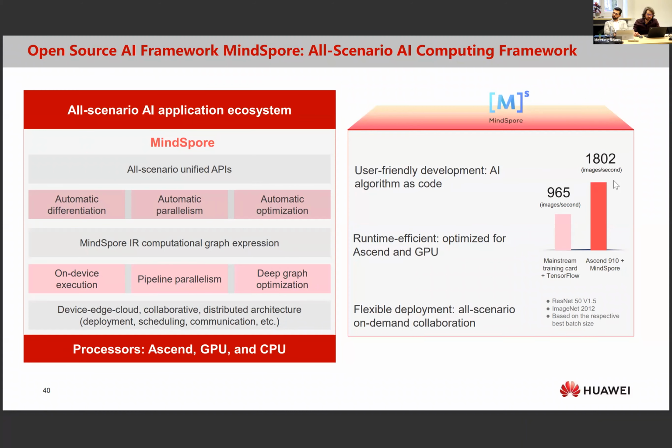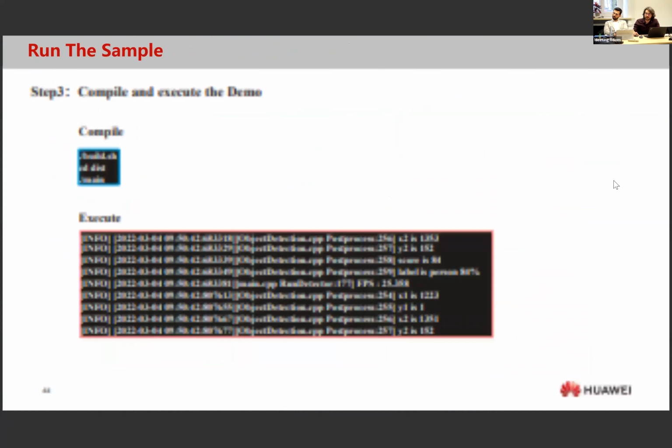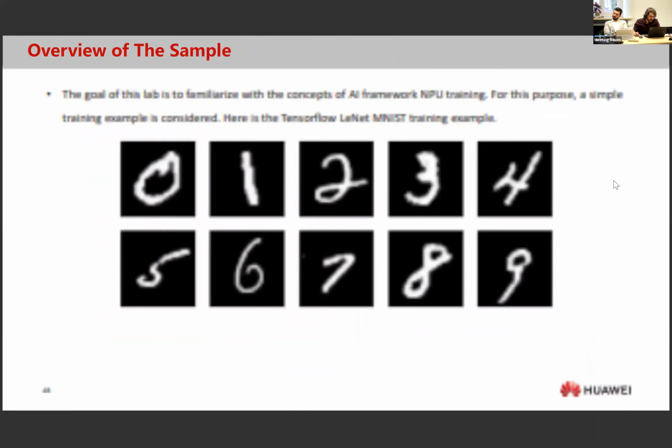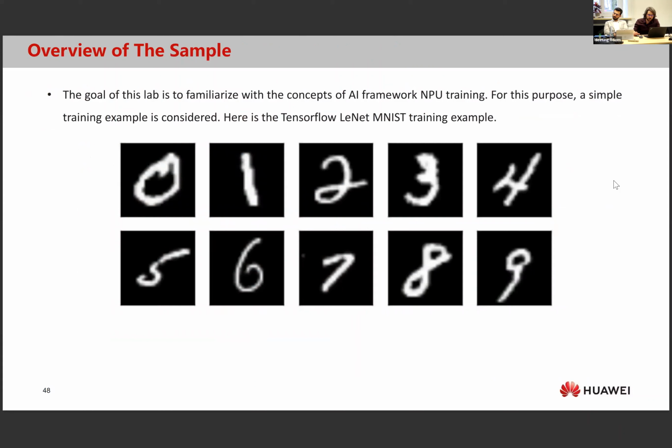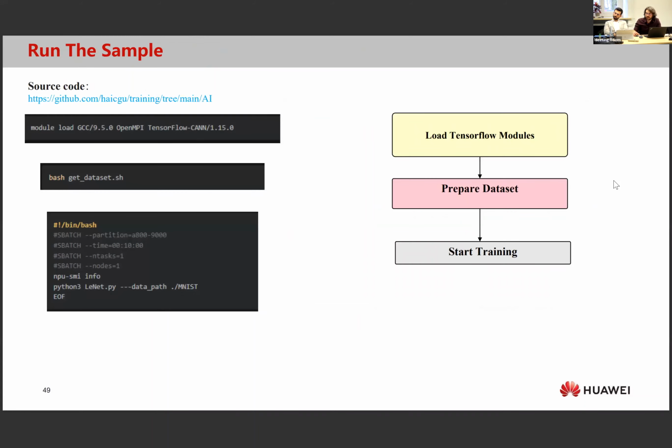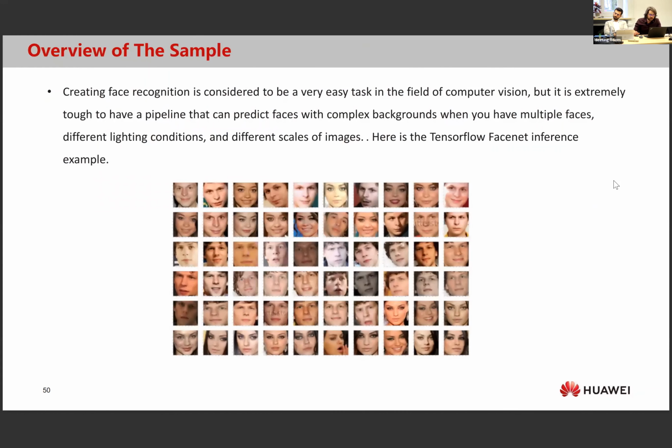Okay, time for hands-on. I will show two examples for you. The first example is TensorFlow MNIST training. For this example, the main purpose is classifying handwritten numbers with a deep learning model. We are going to train a LeNet model using the TensorFlow framework on NPU. The second example is an online inference example, and we are using FaceNet for it. The main purpose of FaceNet is finding similarity between faces.